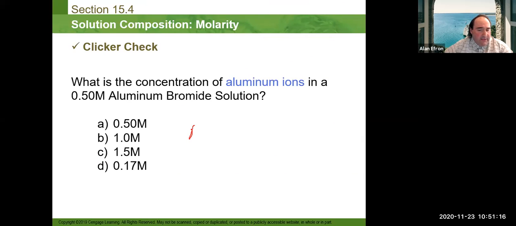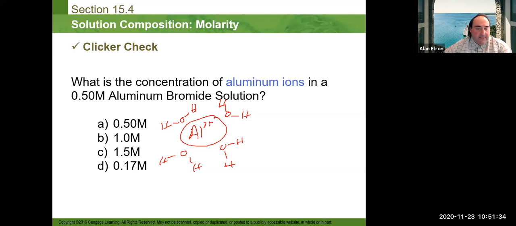What's happening is when those aluminum ions go into solution, it's going to be surrounded by water, right? And water is polar, as we talked about. So it's going to be surrounded by the negative side of water. My wonderful artistic drawing here. There we go. Draw some water molecules around it. Basically when our bromide ions go into solution, it's also going to be surrounded by water, but it's going to be the positive side of water, which is the hydrogen side.